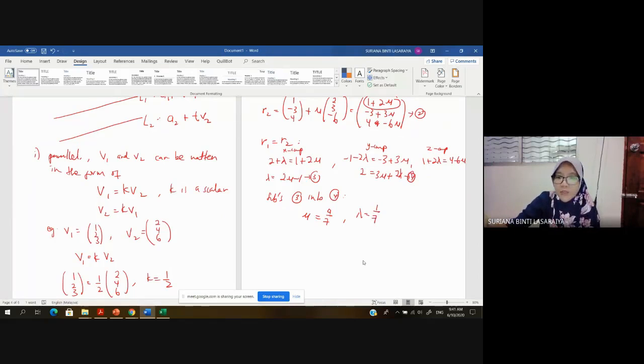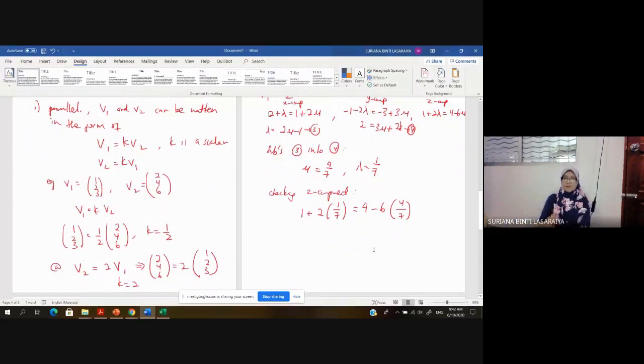Okay, so gunakan nilai ini, using equation ini, you check z component. Okay, checking z component. So you will have 1 plus 2 lambda, lambda is 1 over 7, equals to 4 minus 6 mu, mu is 4 over 7. Is this equal? Ada equal? Cuba kira dulu tu. 1 plus 2 over 7, what you get?